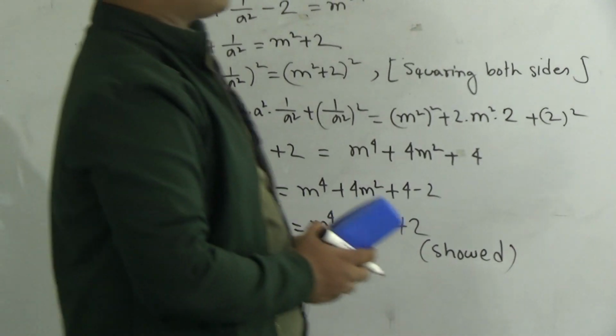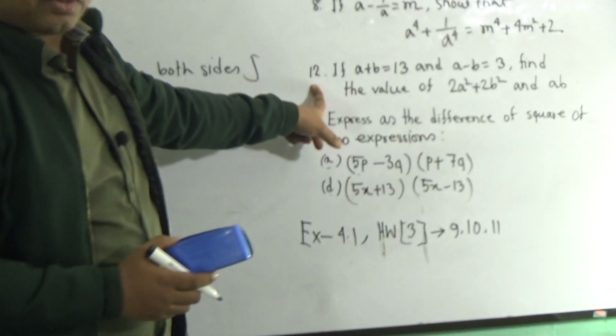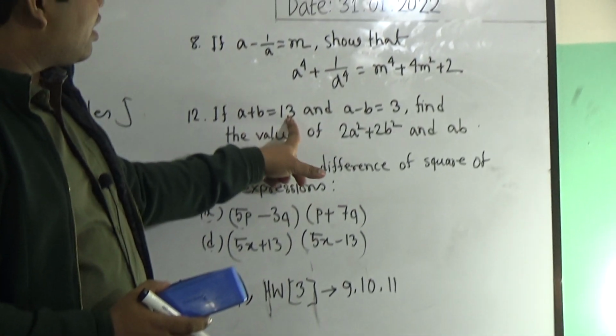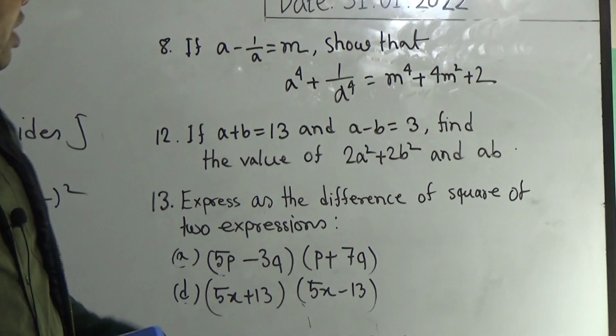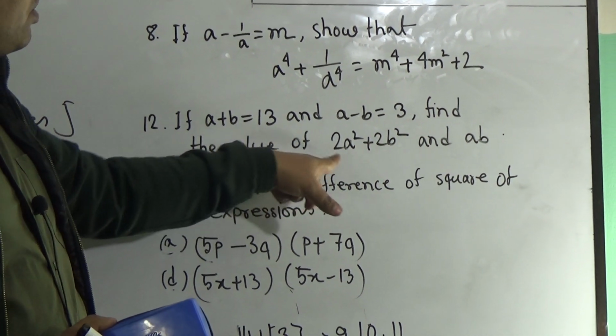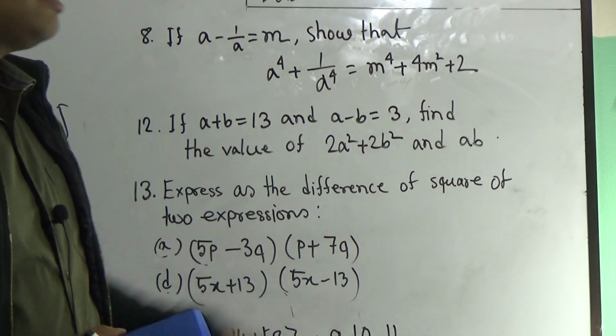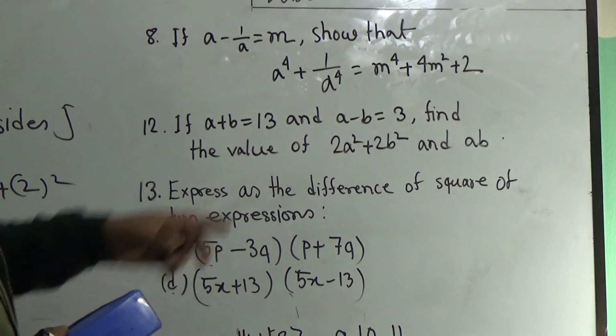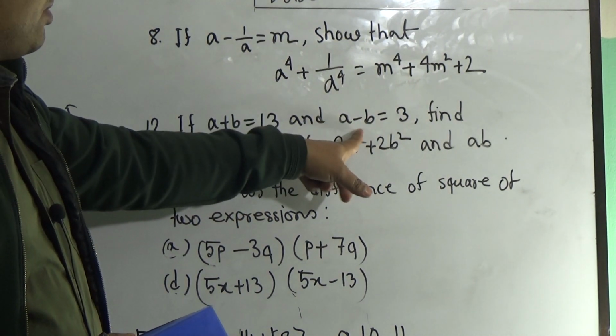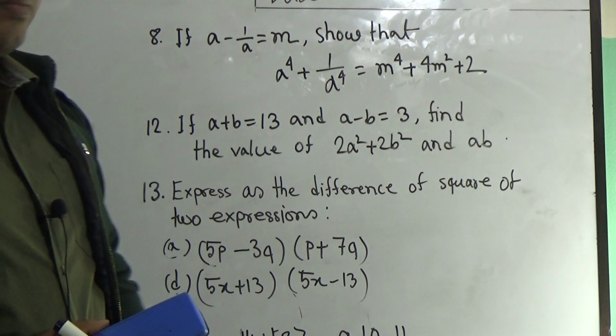Next we shall solve question number 12. First of all, we read this question. a plus b equals 13 and a minus b equals 3, and find the value of 2a square plus 2b square and ab. So by using a plus b and a minus b, we need to solve these two expressions.